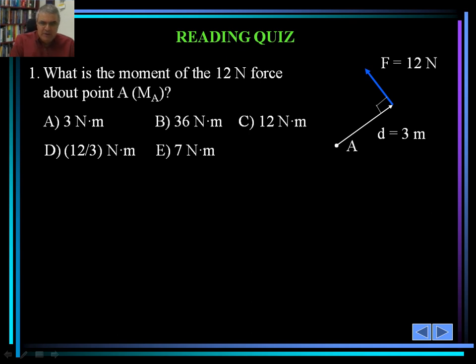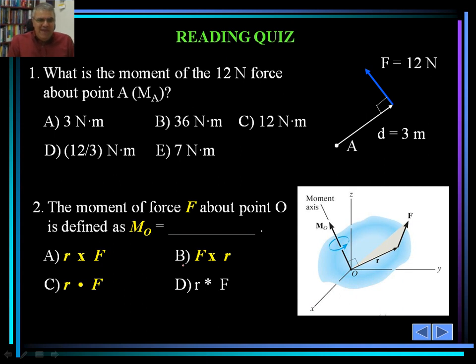Let's concentrate on the second problem here. The moment of force F about point A is defined as M sub O. How do we define that? Use a cross product, R times F. Again, this is just to warm you up. It's a reading quiz. Later on, you will have a much better understanding of the concept I just discussed. This is just for you to make sure you complete your reading before we actually start talking about the topic.